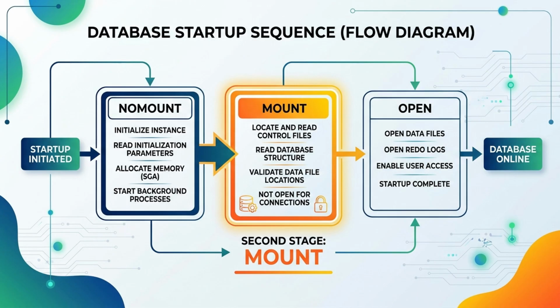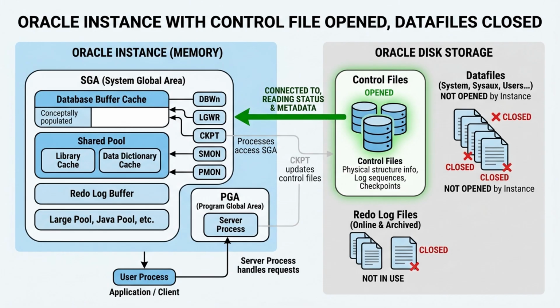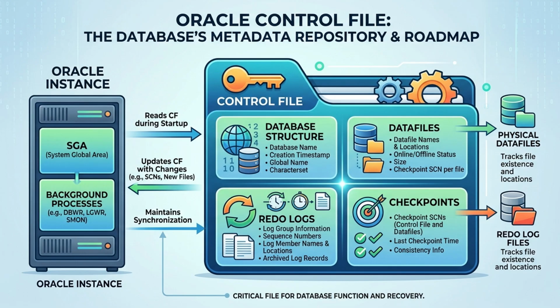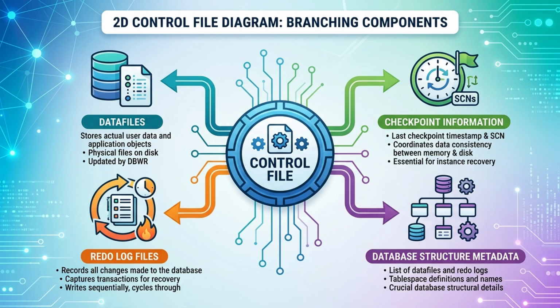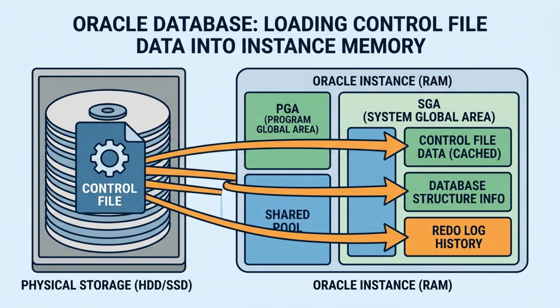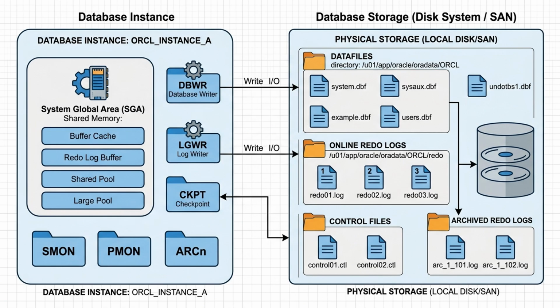The next stage is the MOUNT stage. At this stage, Oracle opens the control file, but it still does not open the data files. The control file is one of the most critical files in the Oracle database because it contains metadata about the structure of the database. It tracks information about data files, redo log files, checkpoints, and other essential components. During the MOUNT stage, Oracle reads the control file and loads the database structure information into memory. It then identifies and locates the data files and redo log files, but these files remain closed.